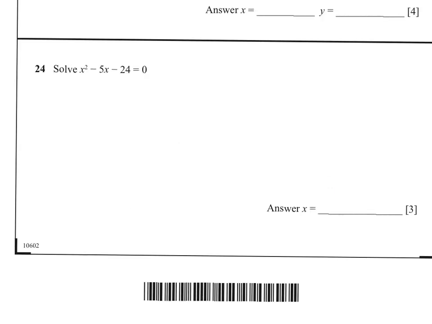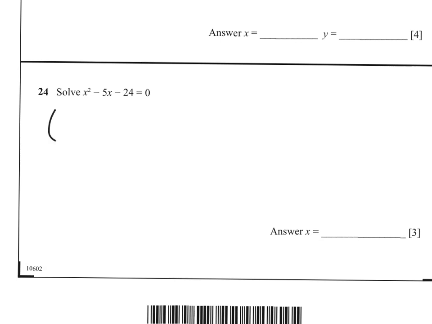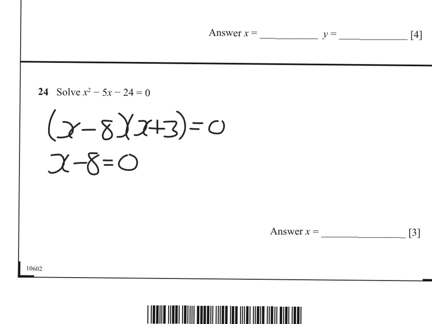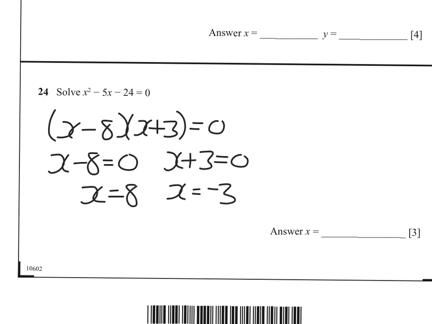Two choices here. You can use the quadratic formula or we can factorise. I'm looking for two numbers that multiply to give minus 24 but add to give minus 5. So that would be minus 8 plus 3, which gives us that x minus 8 is 0. So x was 8, or x plus 3 equals 0, or x equals minus 3.